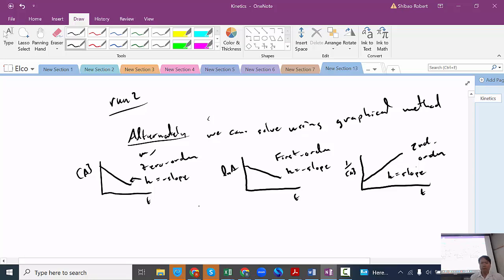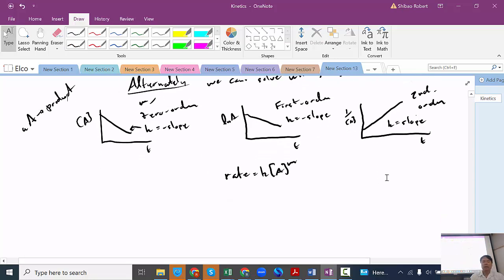And so then we can figure out the rate law. The rate law is equal to K, A to the M. This is only for the reaction A goes to product here. So we don't have any other reactants. And then depending on M, we have the integrated rate laws. So we have 3 integrated rate laws that we look at. You don't have to memorize the integrated rate laws. Those would be given. You just have to know which one to use. That's it.